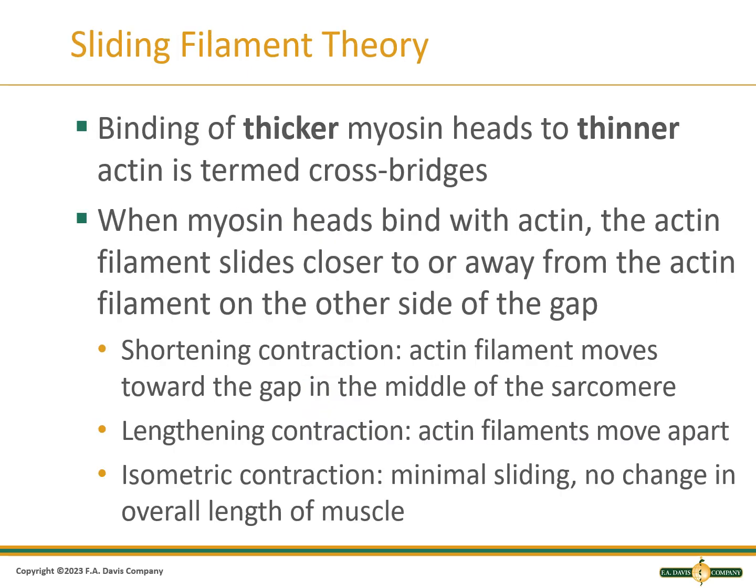All of this has been used to describe the sliding filament theory. And the sliding filament theory says that the thicker myosin heads bind to the actin to form cross bridges. And when those cross bridges work to move the actin filament toward the gap in the middle of the sarcomere, we have a shortening contraction. When those cross bridges work to move those actin filaments away from the gap, we have a lengthening contraction. And when the cross bridges form but there's minimal sliding and no change in the overall muscle length, we have an isometric contraction.